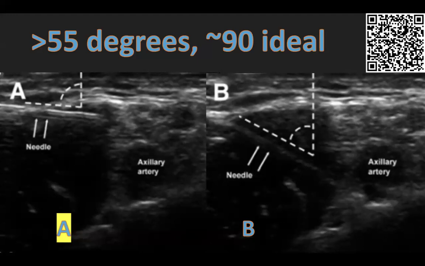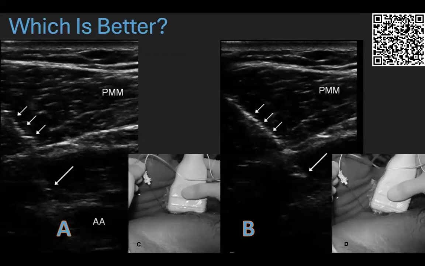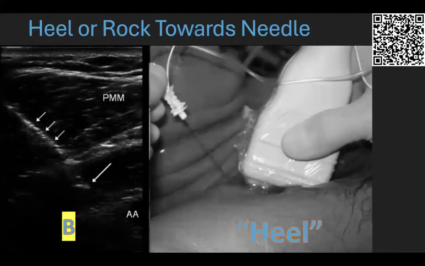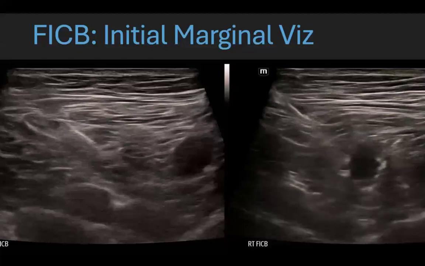So I always try to remind people to factor in their needle approach. Another example here: you can see the one on the right better. Why is that? In this scenario, you're heeling or rocking toward the needle. So if you're looking at a deeper structure, like a deeper PENG block, and you can't really adjust your needle trajectory, you can rock toward it, which can further improve your needle visualization.